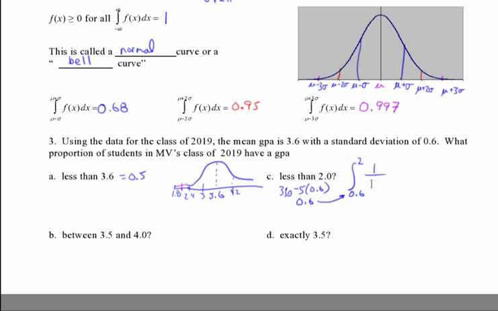And let's write this a few times to see if we can get it down. 1 over 0.6, our standard deviation, times the square root of 2 pi. Sorry, that should say e, let me just get rid of that. e to the negative, x minus 3.6, which is our mean, quantity squared, divided by 2 times our standard deviation of 0.6 squared. And then dx.